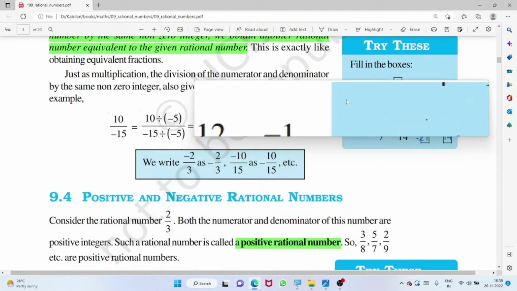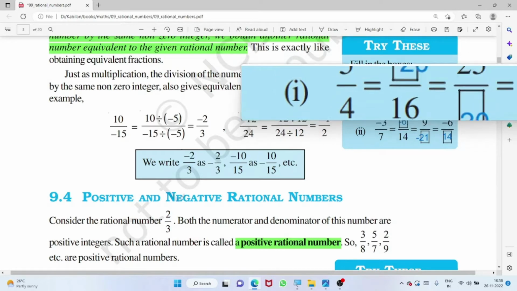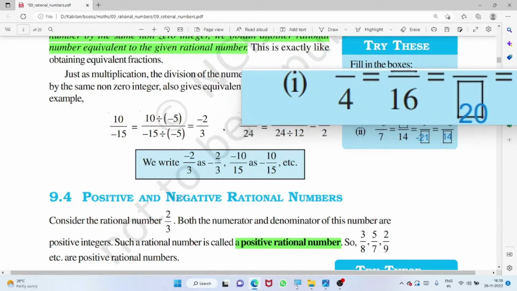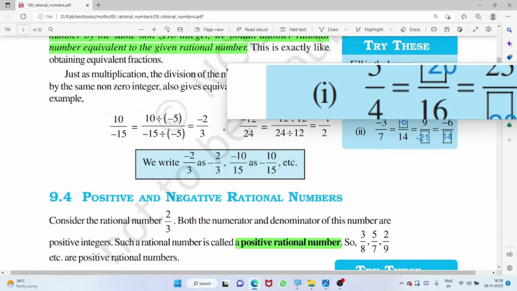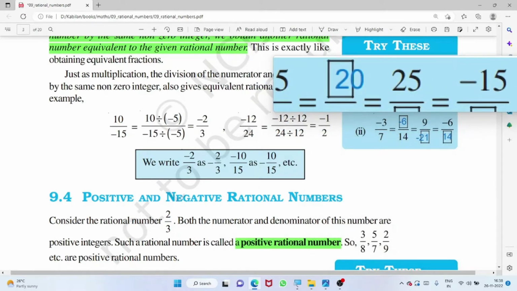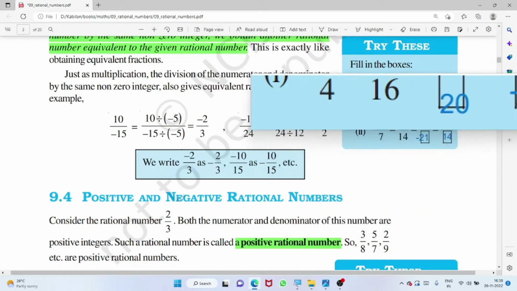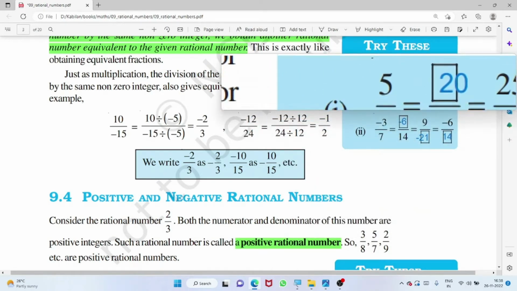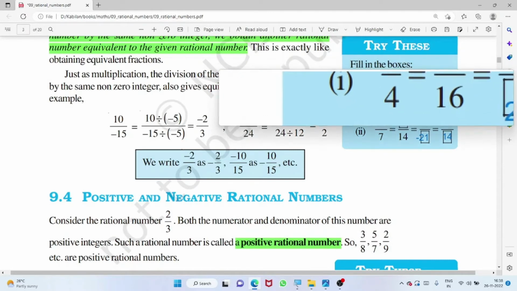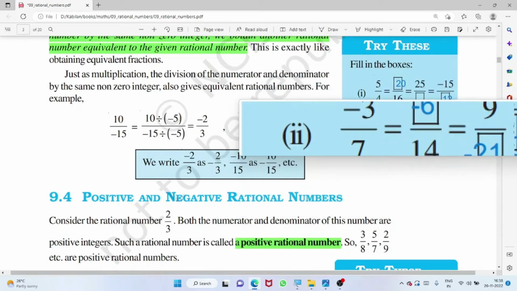So here you see, they have given a box to fill in. So 4 becomes 16, that is 4 times 4 is 16. So 5 times 4 is 20. Then 5 becomes 25, 5 into 5 is 25. So 5 into 4 is 20. And 5 becomes minus 15, so we are multiplying by minus 3. So that means here it will become minus 12.